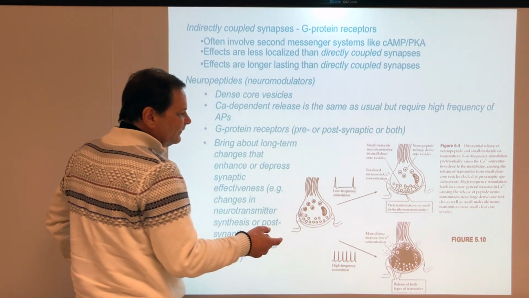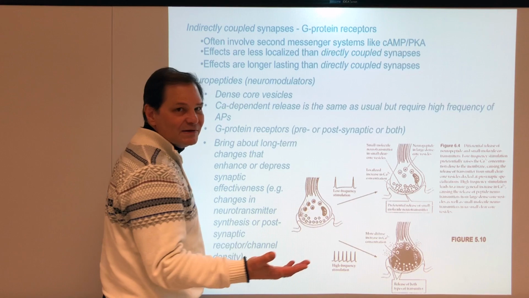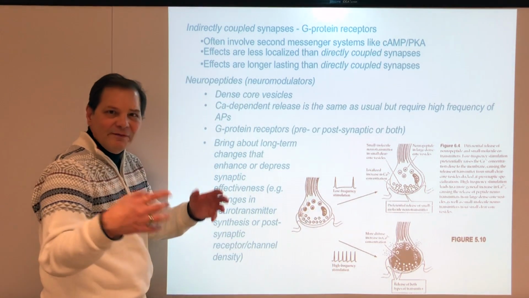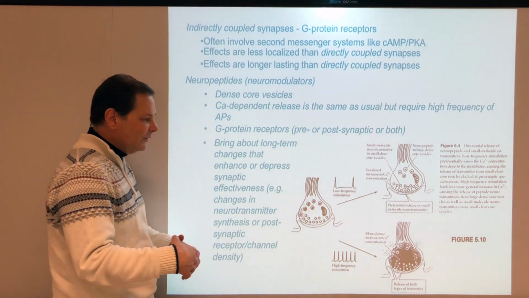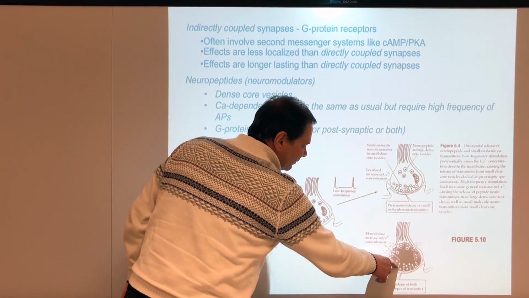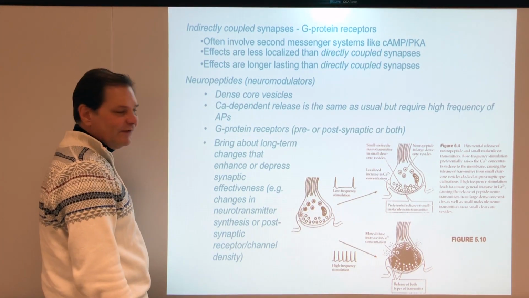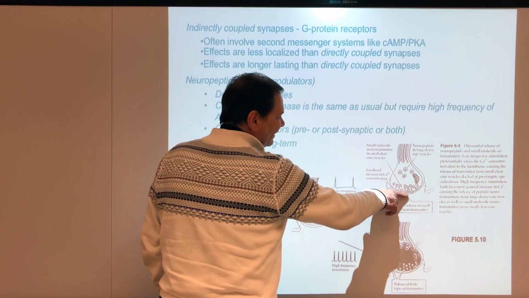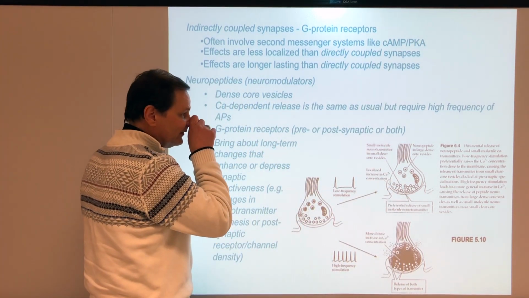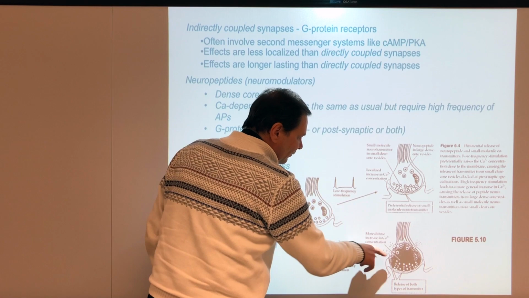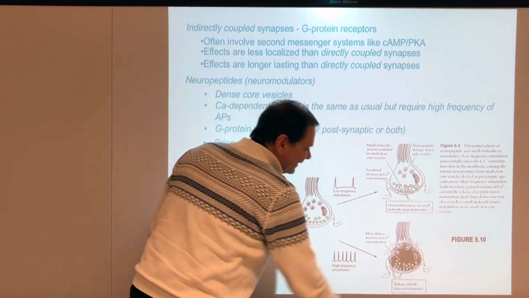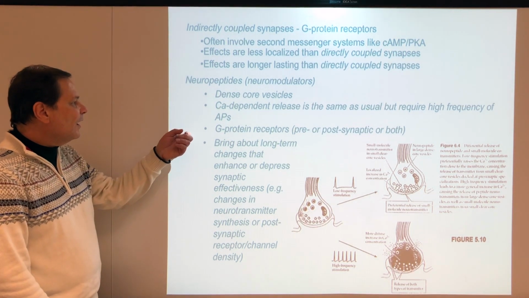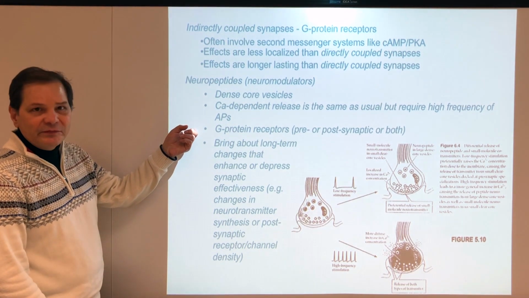However, these don't fuse with just any old action potential. You tend to need a high frequency of action potentials that all arrive very quickly, one after another. And that will actually cause the release of peptide from these dense core vesicles, along with your regular neurotransmitters. So low frequency, you have regular neurotransmitter release, but the dense core vesicles don't fuse. High frequency with lots of calcium coming in, then they tend to fuse and you get release of both. These are indirectly coupled receptors, okay?